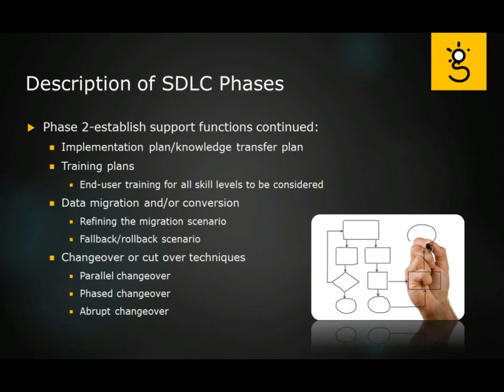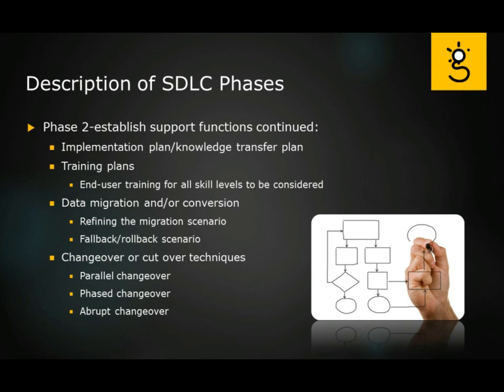Now, as we talk about those phase 2 support functions, the other things we need to have is a plan, an implementation plan, and a knowledge transfer plan. Another part of that, you might go with the training plans, right? End user training for all the skill levels needs to be considered.